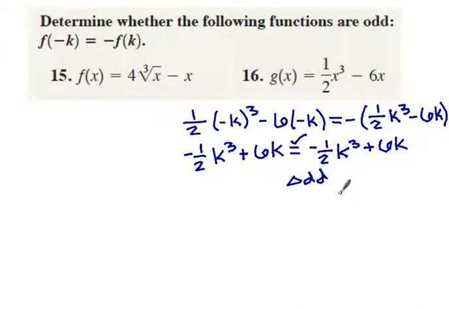Huh? Because I'm testing if it's odd. So right now I want to know, do all of my negative x's go to a negative y? I wanted to test for an even function. Great question, because that's coming up next.